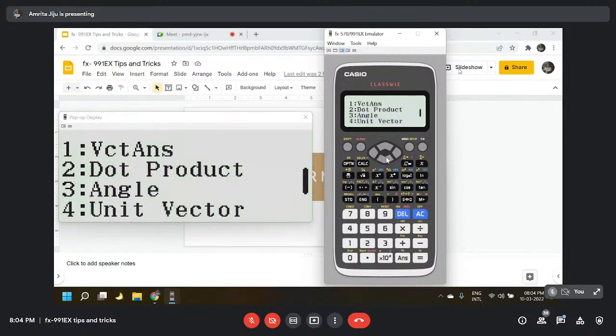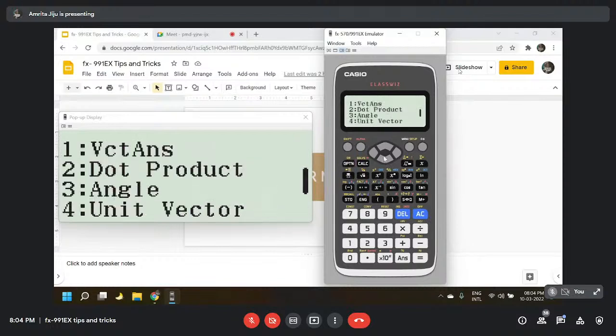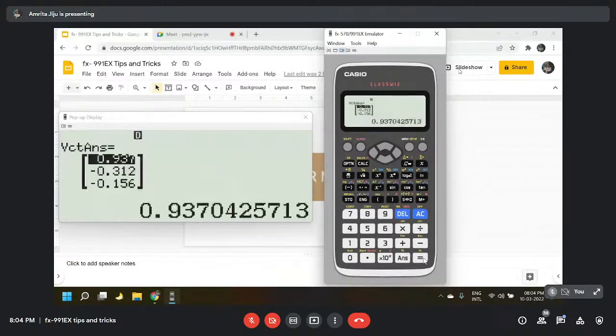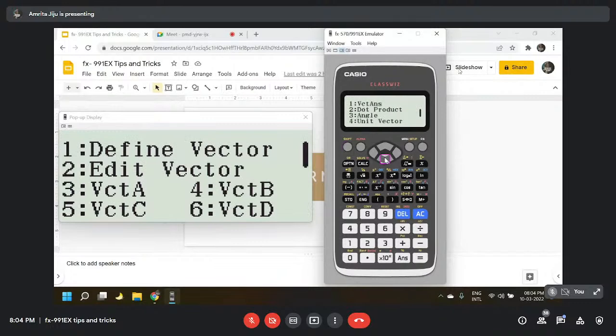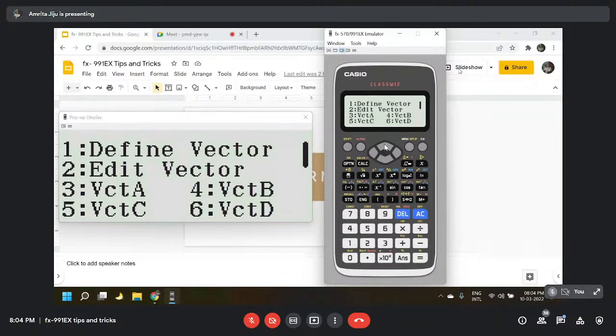Yeah. And if you want to find the unit vector of a particular vector, just hit unit vector. Okay. You just go to unit vector and say vector A. And you close the bracket and just hit equal to, you can find the unit vector of that particular vector. So that's how you find the unit vector of a particular vector. And yeah, that's pretty much it. Almost all the vector operations are done.